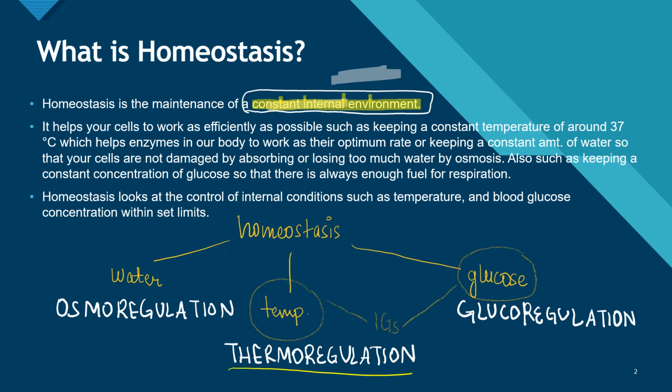This is thermoregulation. Then we have keeping a constant amount of water so that your cells are not damaged by absorbing or losing too much water by osmosis. That is osmoregulation. And also keeping a constant concentration of glucose so that there's always enough fuel for respiration. You guessed it right, that's glucoregulation. Homeostasis looks at the control of internal conditions such as your temperature and blood glucose concentration within set limits. And I'll be happy to tell you that for IGCSE, we'll only be looking at temperature and glucose. We don't need to look at osmoregulation for IGCSE, so let's get started.